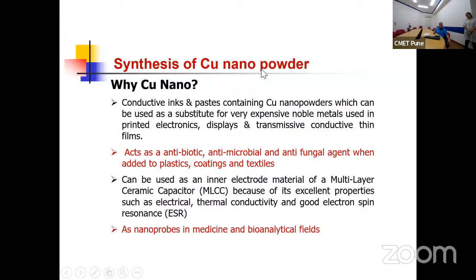So, synthesis of copper nanopowder by using this transferred arc thermal plasma. So why copper nano? Conducting inks and pastes containing copper nanopowder can be used as a substitute for the very expensive noble metals used previously in printed electronics. Now people are replacing gold and silver by using this copper. It acts as an antibiotic, antimicrobial, antifungal agent when added to plastic coatings or textiles. It can be used as an inner electrode material of multi-layer ceramic capacitors, and as nano probes in medicine and bioanalytical fields.